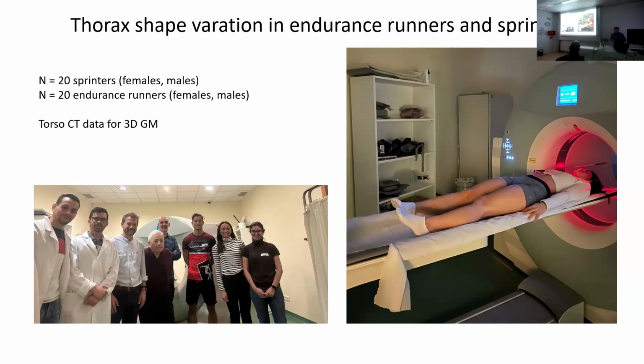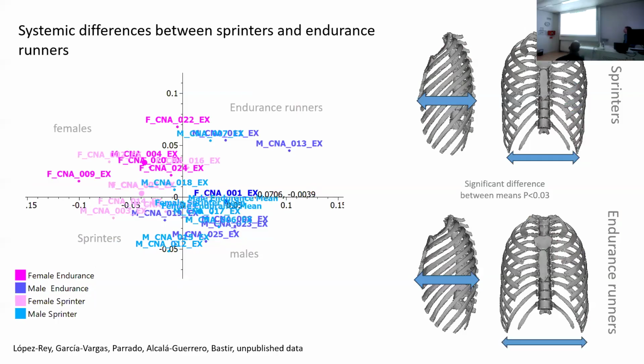And here you can see part of the team, but we were happy enough to be able to scan 20 sprinters and 20 endurance runners in a more or less balanced relationship between males and females to account for sexual dimorphism. And what we found was that there is a systemic difference between sprinters and endurance runners, in that the sprinters show some narrower lower parts of the rib cages and slightly flatter ones than the endurance runners.